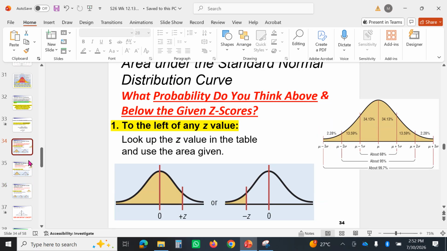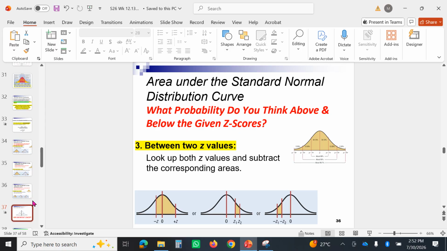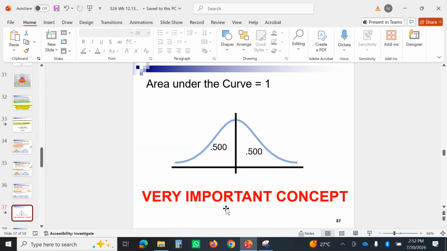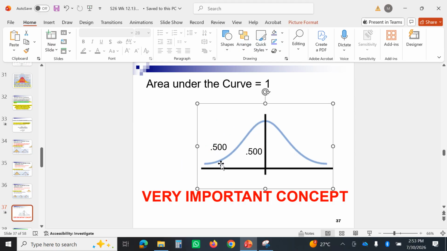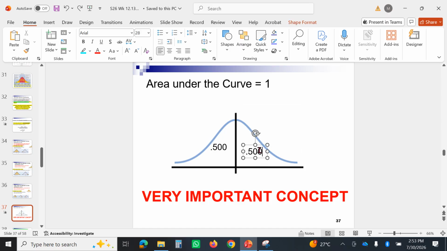So you can go to the left, to the right, in between. Lots of stuff I can ask. Very, very important concept. We've alluded to this already, that the area under the curve, the probability, is 1 or 100%. So the probability on this side of the graph makes sense, it's 50%. On this half, 50%. And remember, we're dealing with percentages, even though that's a decimal. That's how we write these things. So that's 50% on this side, 50% on this side.